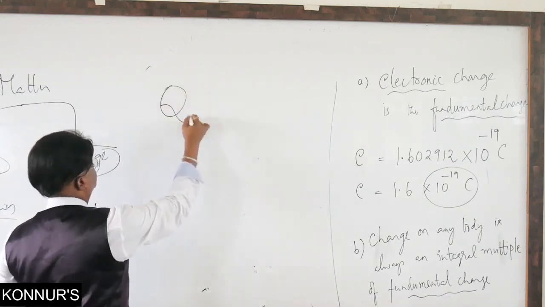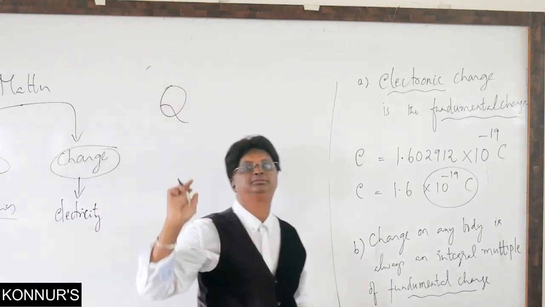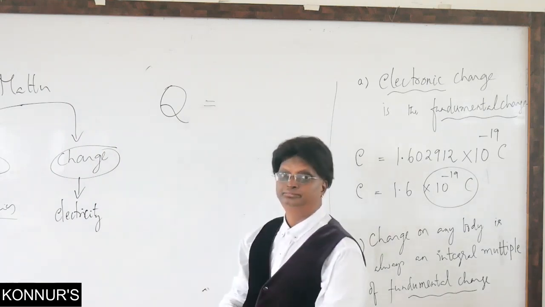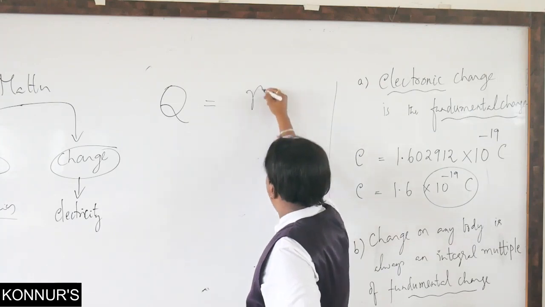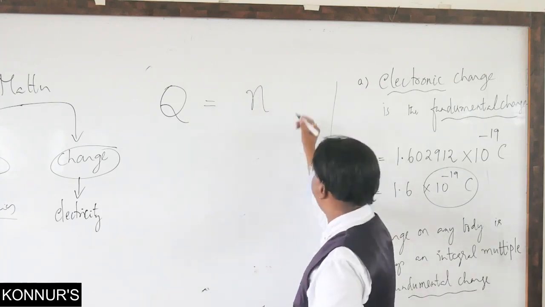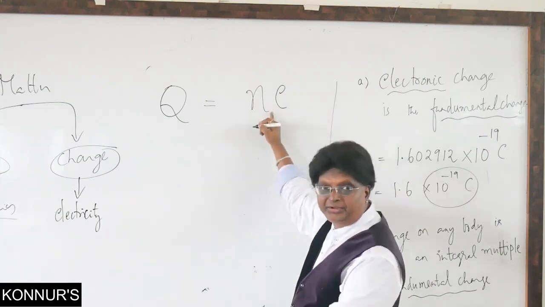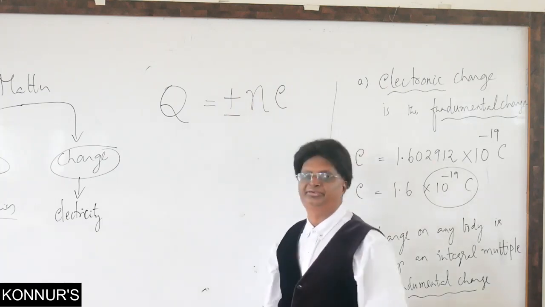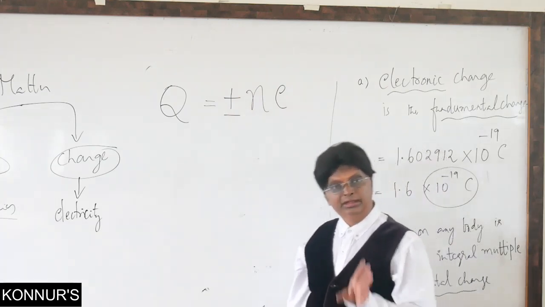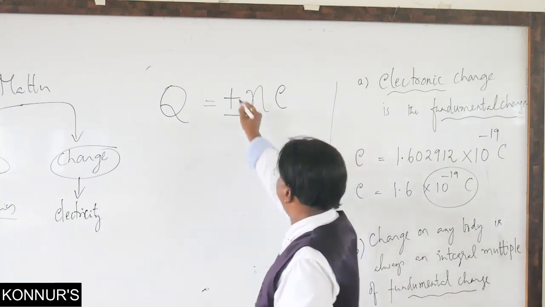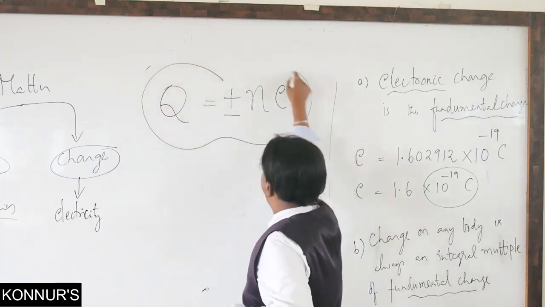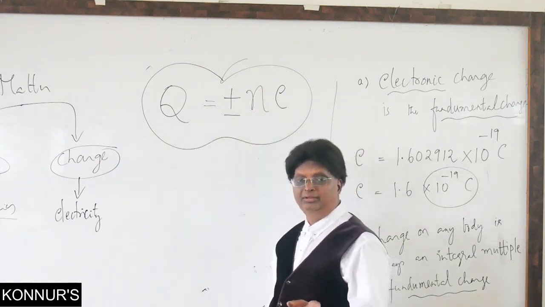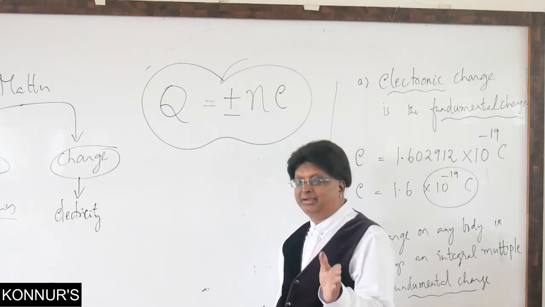Q, charge on a particle, charge on a conductor, charge on a body. When we say Q is equal to n, a small n I am writing, times e, of course along with a plus or minus sign. Each and everything has its own significance. Q is equal to plus or minus ne. Q refers to charge on a body. In fact, a still better statement would be charge on a conductor.